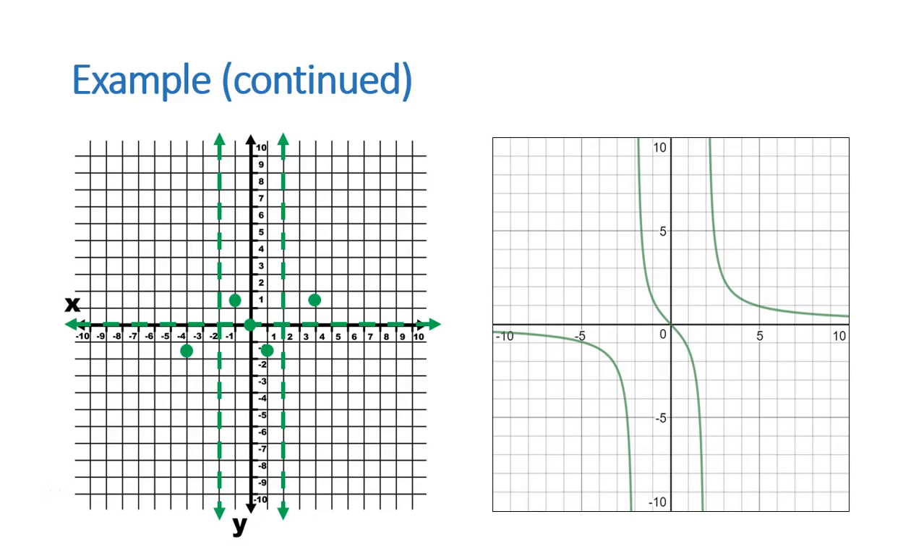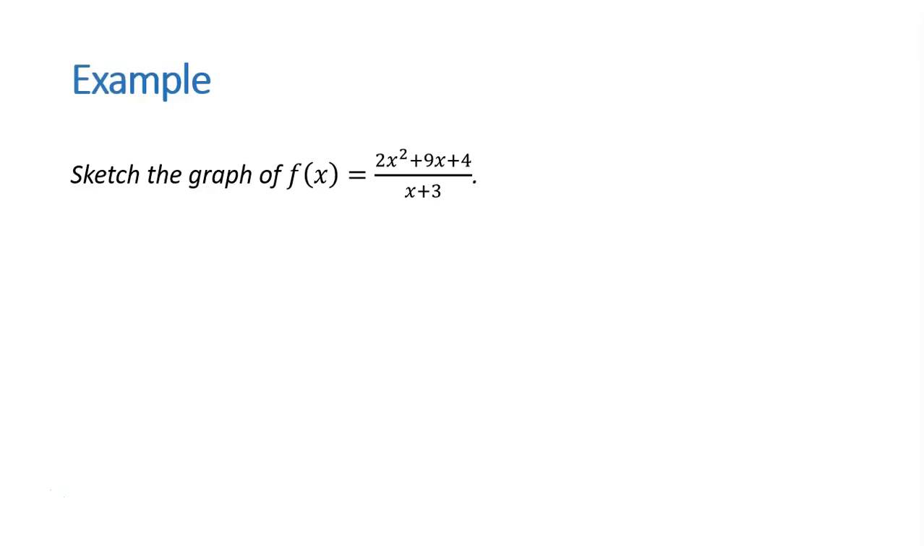So we've seen so far that even though rational functions have some common characteristics, they can vary in shape pretty widely. So the one situation we haven't seen yet is a slanted asymptote. So let's do an example where we're going to have a slanted asymptote. So we want to graph f of x is equal to (2x² + 9x + 4) divided by (x + 3). So our y-intercept occurs when x is 0.